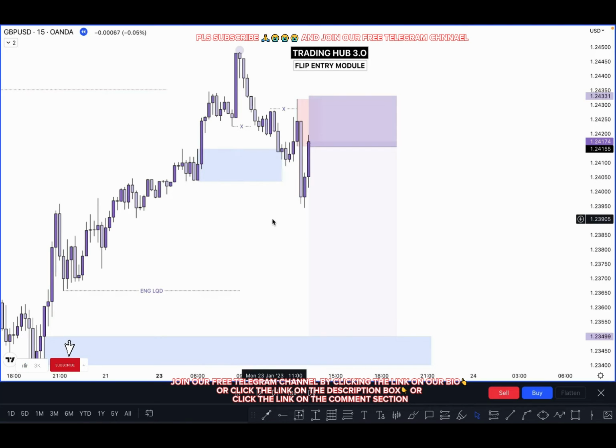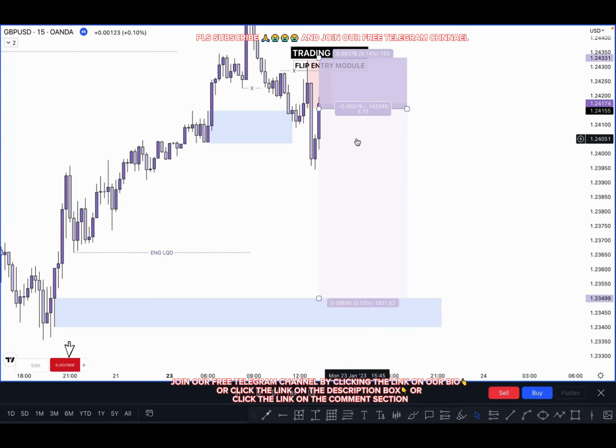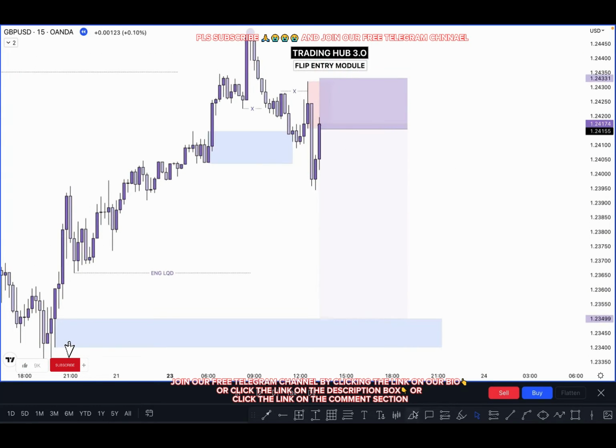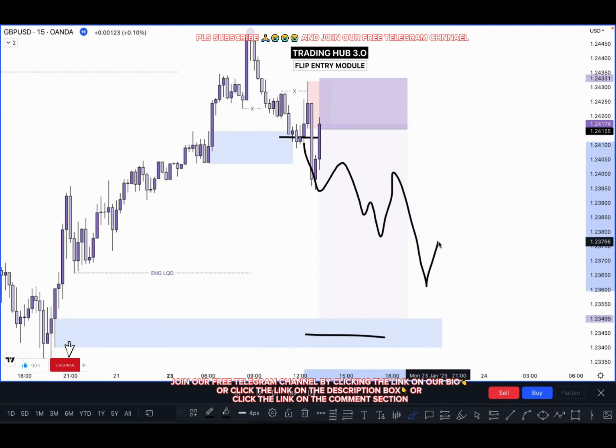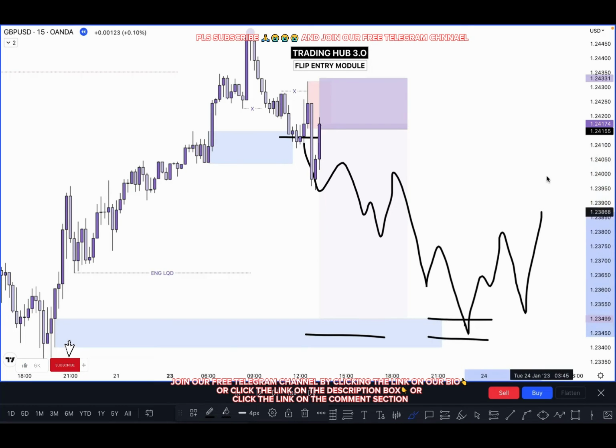When the market fails the first PY, then you have to wait for it to take out the extreme PY, and you can sell between this first PY and the next PY, and you can sell here for the short term till this one. If the market gives any reversal confirmation here, then definitely you can buy here, choch and buy here.